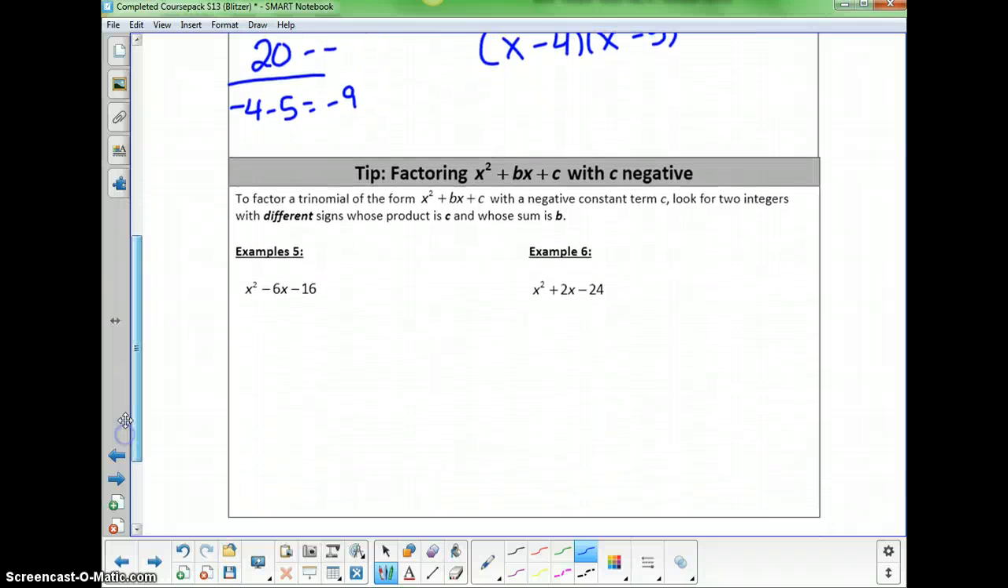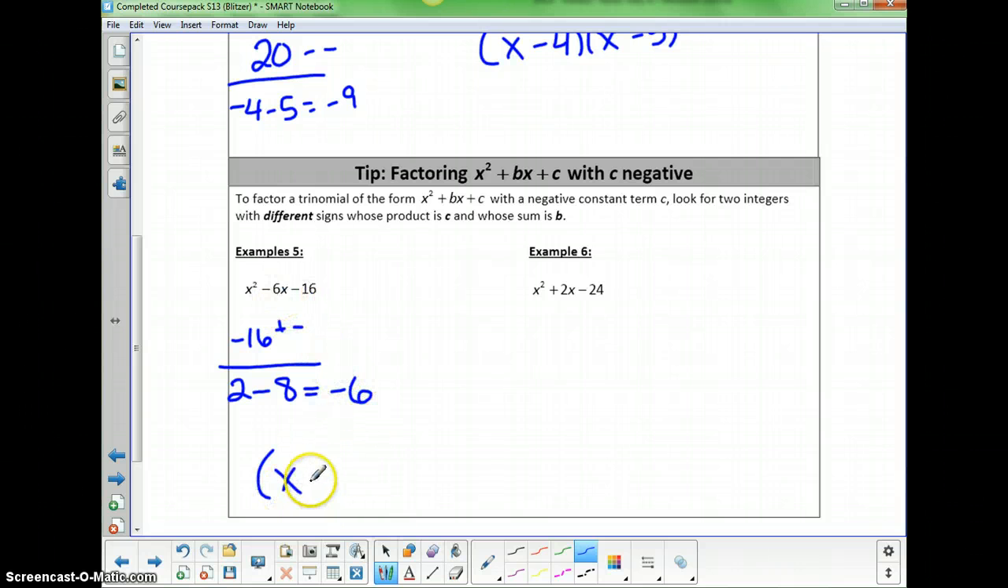Okay. Now with a negative last number, if the last number is negative, we know we need one positive and one negative. So let's try a couple of these. Negative 16, the only way to multiply to a negative is with a positive and a negative. So 2 and 8 go into 16. Which one needs to be positive, which one needs to be negative? If it's going to turn out negative, it better be the bigger one that's negative. So 2 minus 8 is negative 6. So the answer on this, that's correct. That's what we needed to get. So it's going to be x with a positive 2 and x with a negative 8.